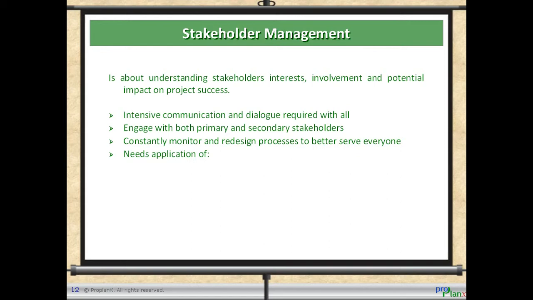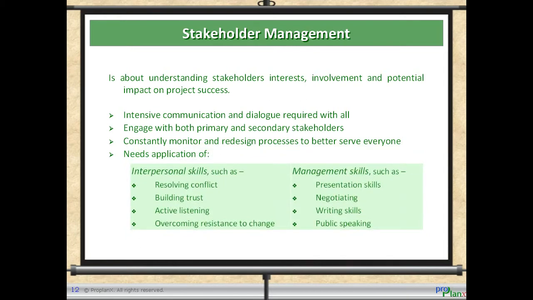The typical skills required in stakeholder management include interpersonal and management skills. Examples of interpersonal skills include resolving conflict, building trust, active listening, overcoming resistance to change. Examples of management skills include presentation skills, negotiating, writing skills, and public speaking. Now, let us focus on how we manage stakeholder expectations.